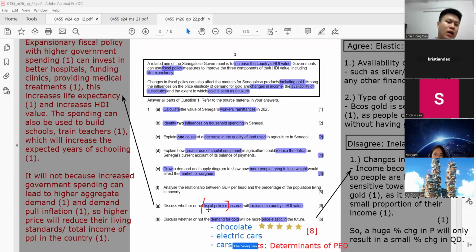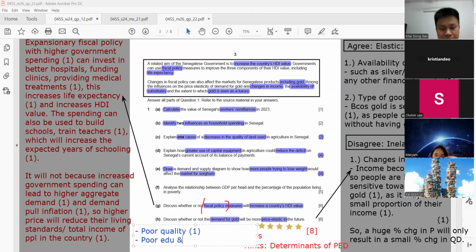I can comment about the quality. So I mean to say I can talk about the quality. I use another color. I can talk about the quality. I can say poor quality, which will affect the education, poor education, and the healthcare level. I can talk about it like this. But anyway, your answers are correct.